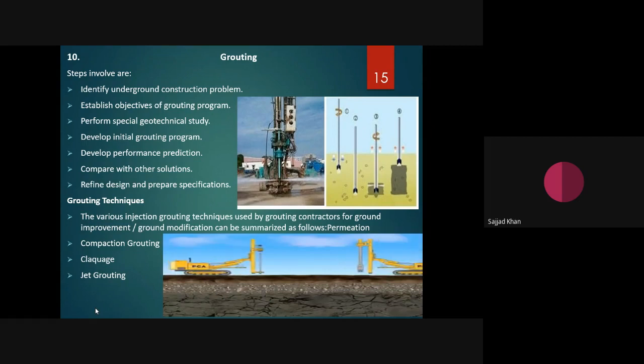This is an animation for grouting. This is the case of cement grouting, in which they inject cement grout deep into the ground to stabilize the soil condition. This is jet grouting.